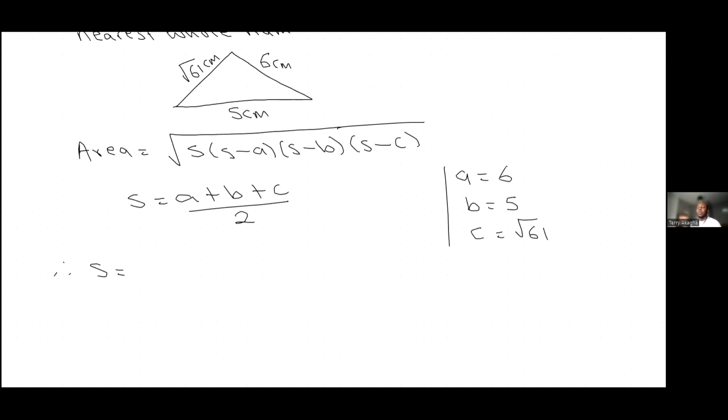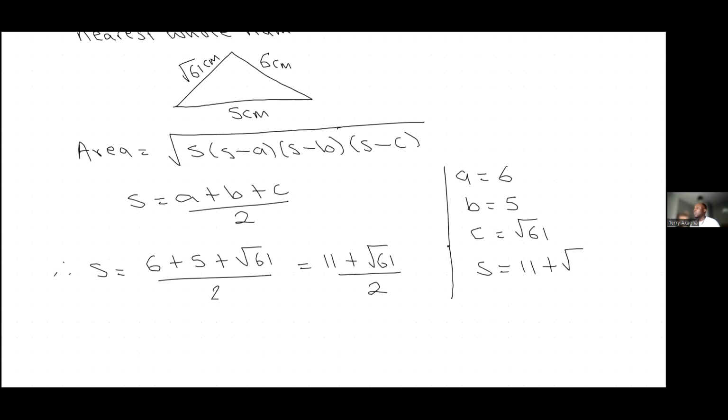So S now is going to be A, which is 6, plus 5, plus square root of 61, divided by what? 2. And this is going to give us 11 plus square root of 61, all divided by 2. Therefore, in this formula, our S is equal to 11 plus square root of 61 divided by 2.